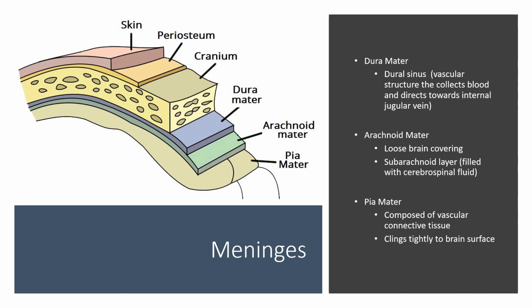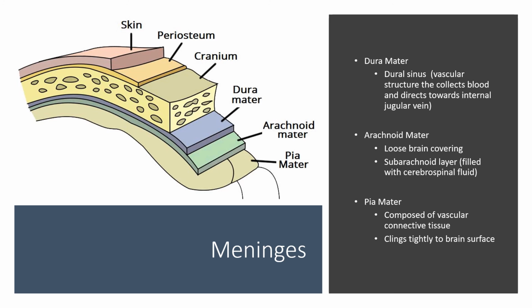The dura mater is the outer meninge. This contains what's known as the dural sinus, which is the vascular structure that collects the blood and directs that blood, which is deoxygenated, towards the internal jugular vein. And right, those jugular veins converge to become the superior vena cava that takes that blood to the heart.